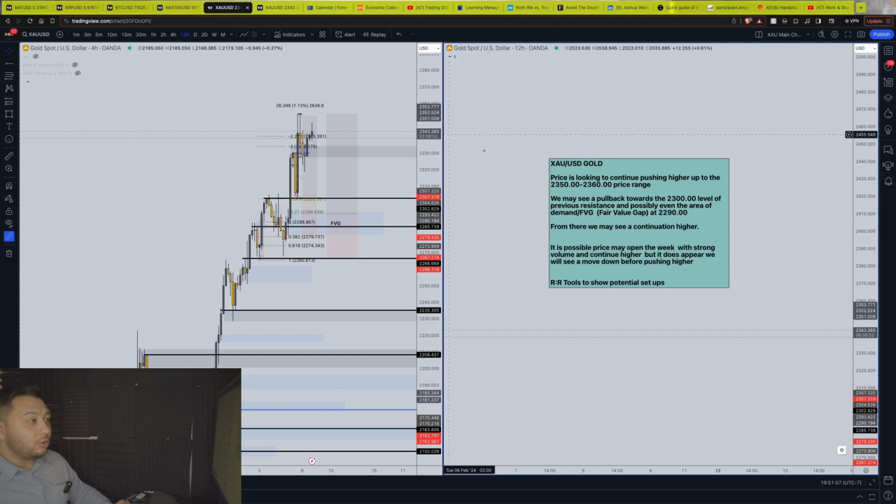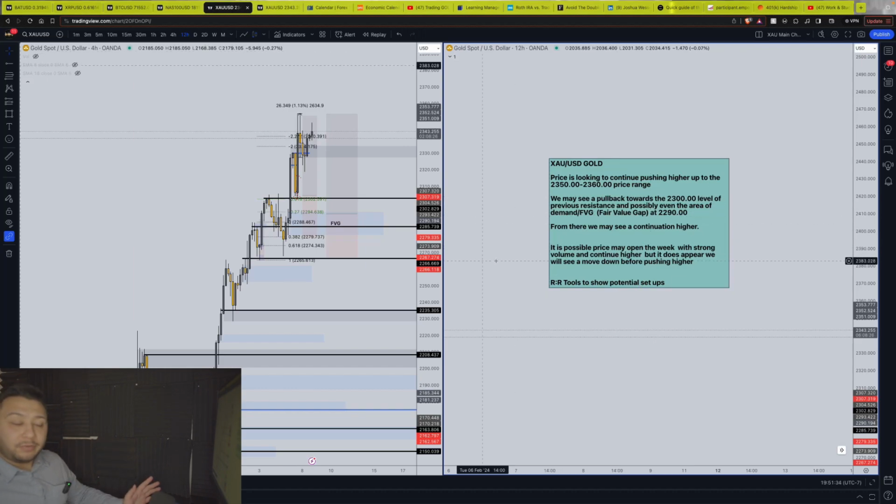Before the market even opened, I had said price is looking to continue higher, up to the 2350 to 2360 price range. I stated that we may see a pullback down to the 2300 level of previous resistance, which may be acting as support, and we may even see the area of demand down to possibly the fair value gap at 2290, which I can explain in further detail soon.